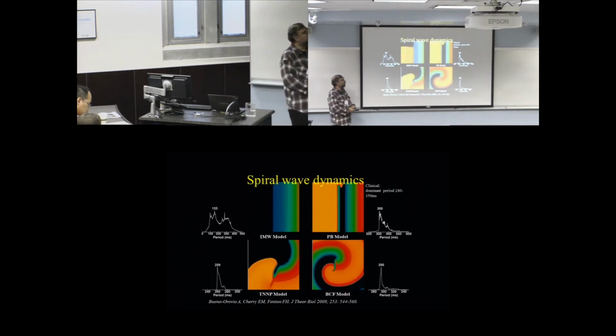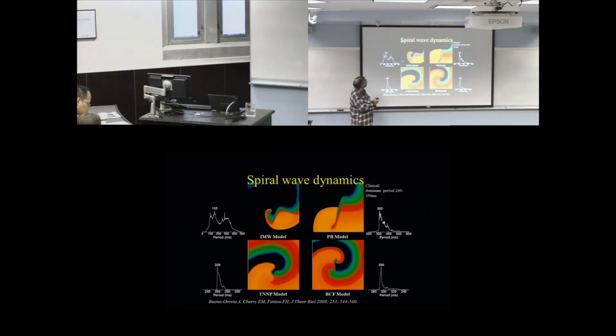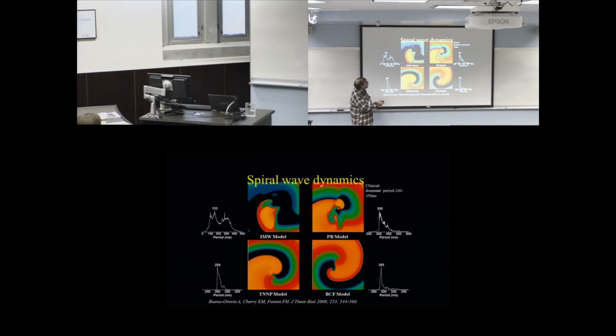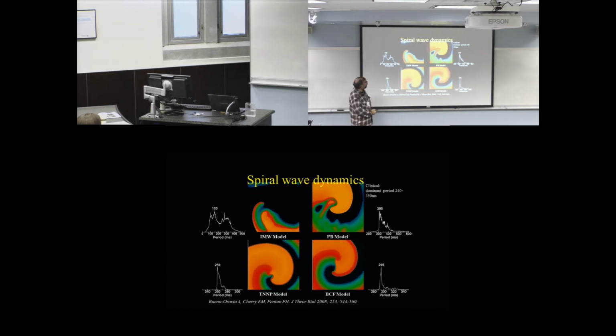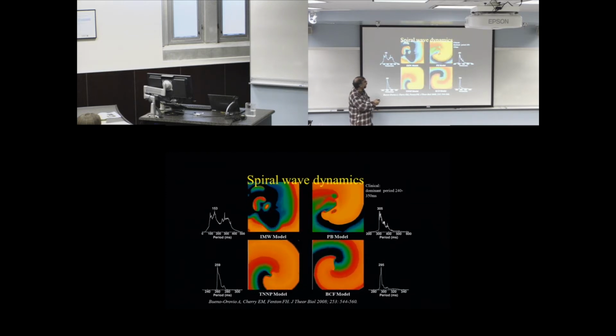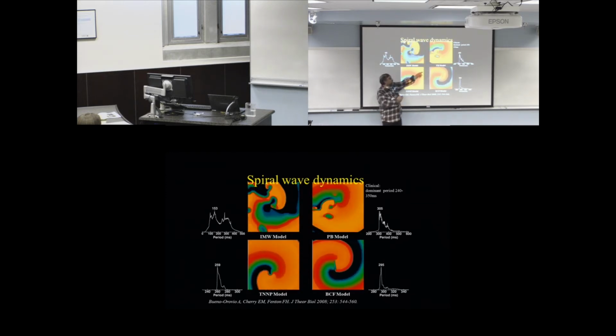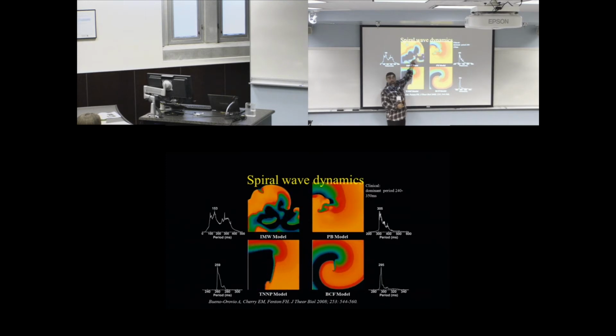This is when you simulate it in tissue. These are the simulations of the Ayer model, the Priebe-Beuckelmann, the ten Tusscher, and the four-variable model that we have. So you can see that this is a stable spiral wave, this is quasi-stable, and this is breakup.